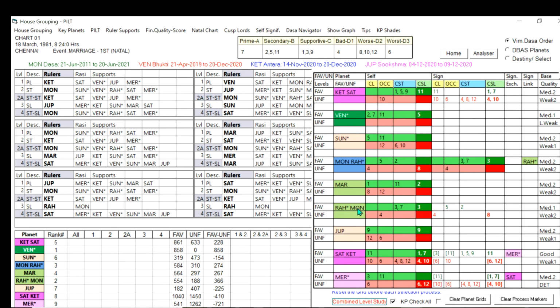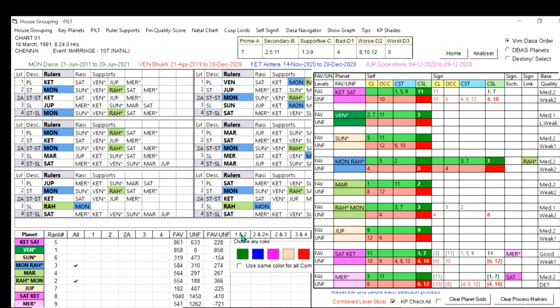So what you can do is just select these planets. Suppose Moon and Rahu are the levels, and you can see 1 and 2, 2 plus 2a, and 2 and 3, and 3 plus 4. That means planet and star lord, then star lord and star lord, star lord and sub lord, and sub lord and star lord. These four combinations have been given. So what combination do you want this planet to be in? If I want to check all combinations, you just click on this and use the same color for all combinations.